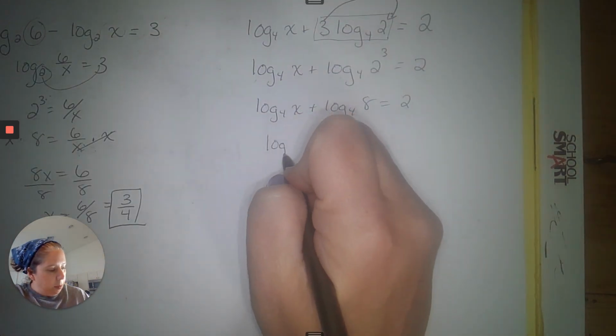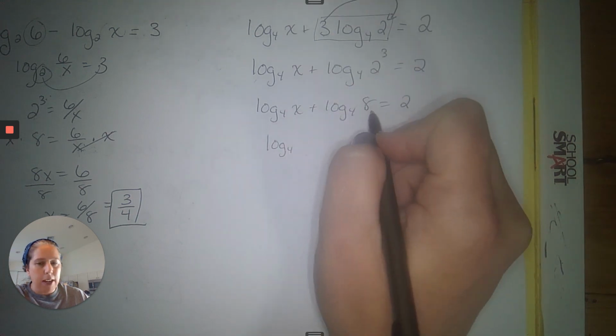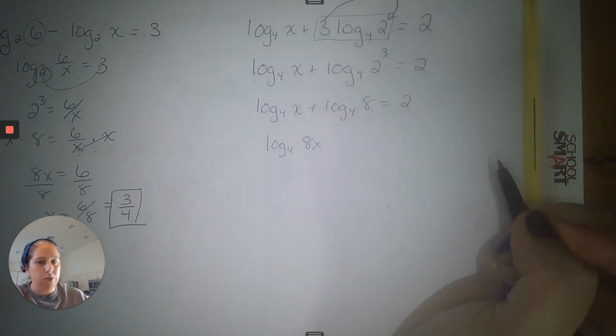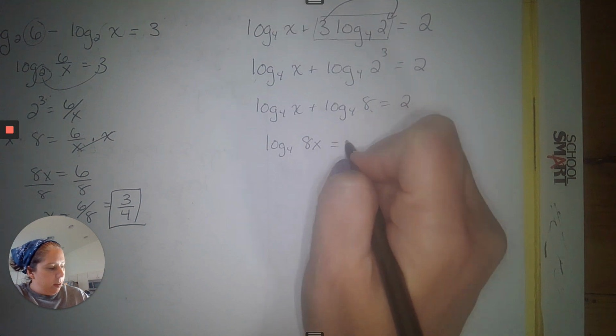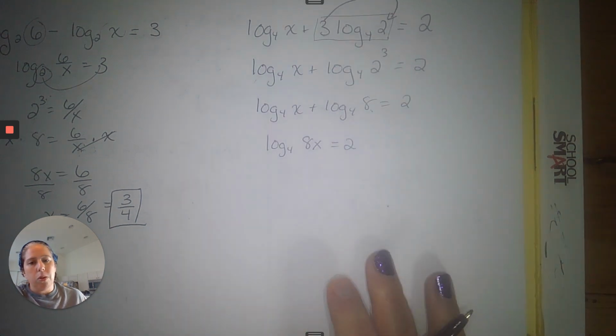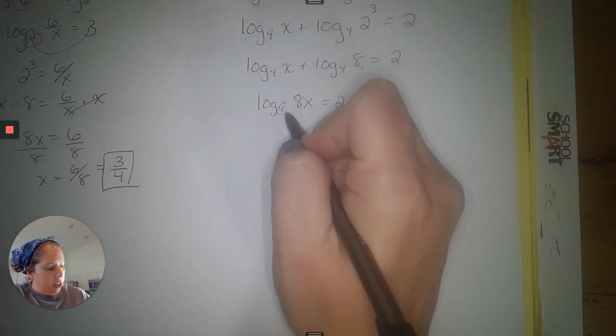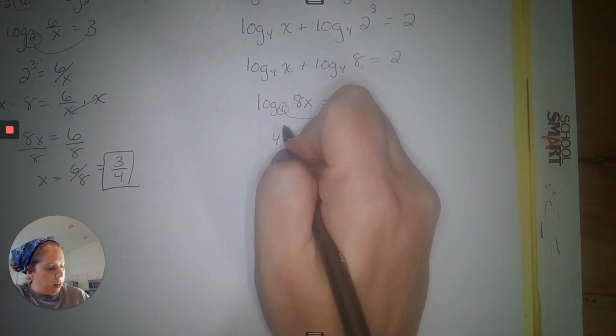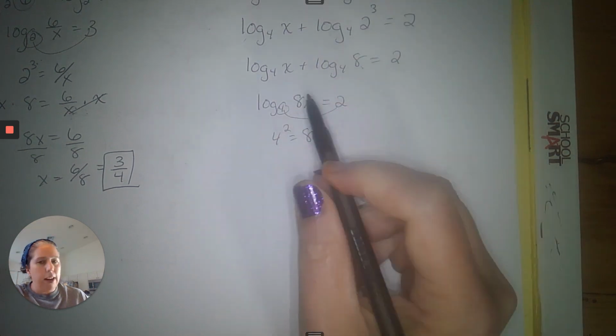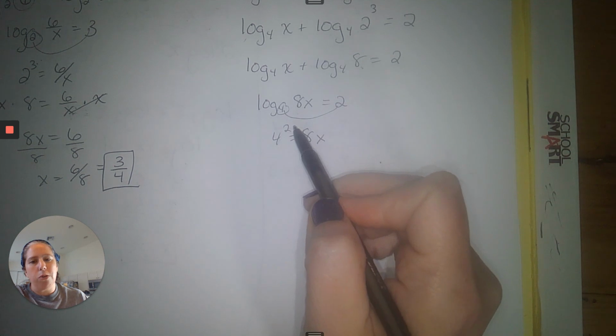So we got log base 4. It's x times 8, which, guys, it's 8x, guys. Don't forget to put the number in front. Equals 2. Right? Now change it to an exponent. 4 to the second equals 8x. Make sure you're careful with this. So 4 squared is 16.